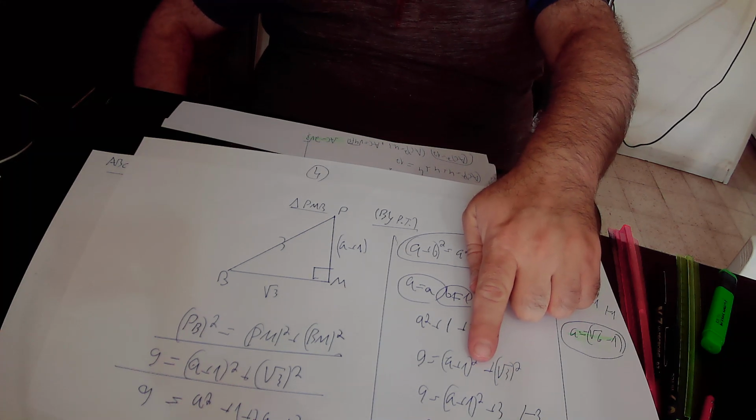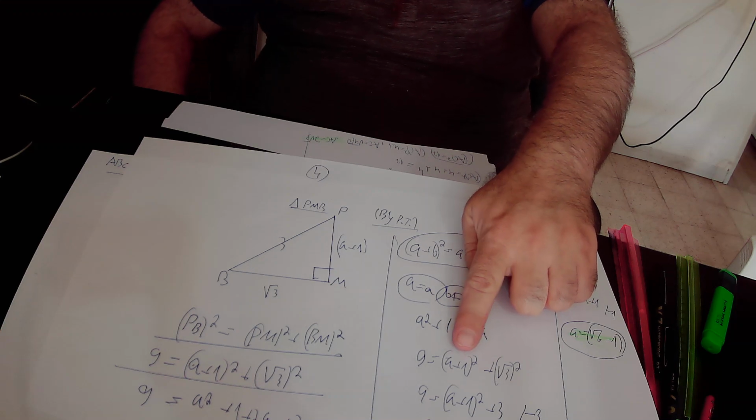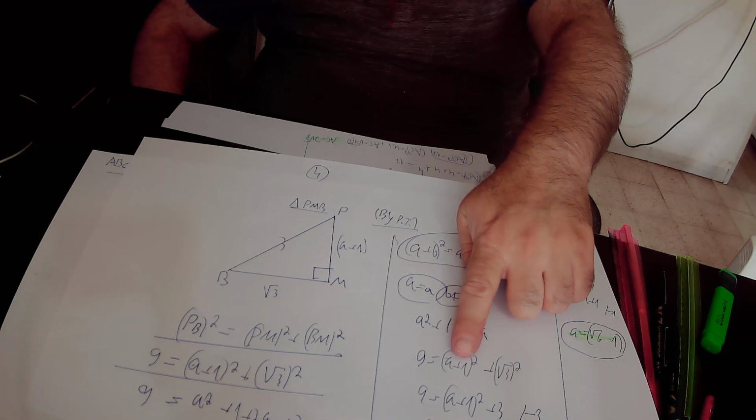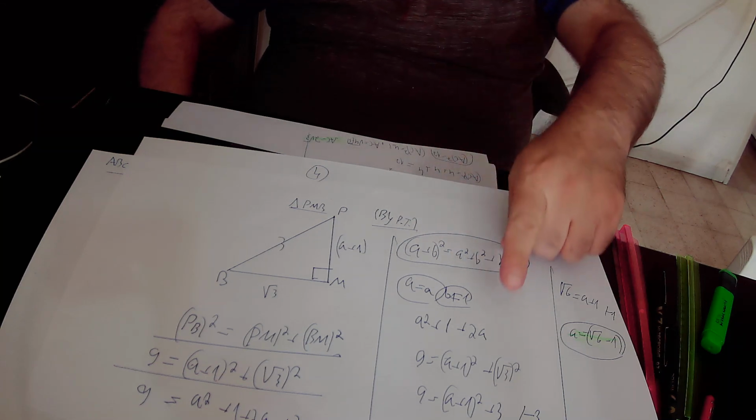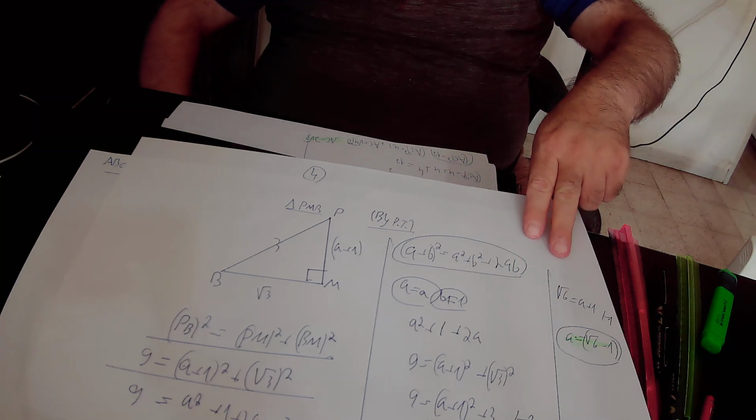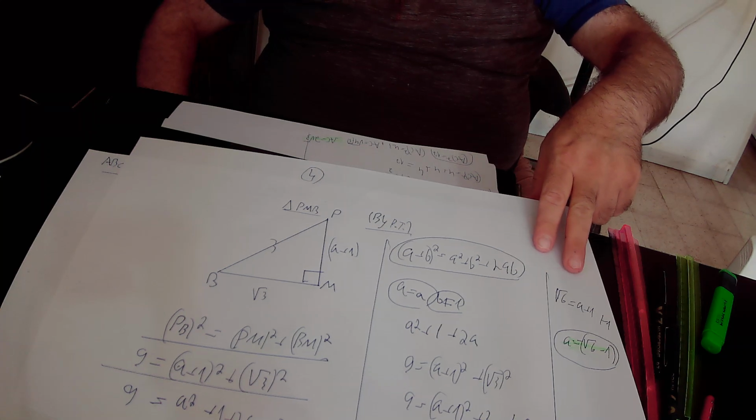Here we subtracted 3 from this equation. We found out that 9 minus 3 is 6, and 6 equals A plus 1 square. Here we took the square root of this equation and we found out that the square root of 6 equals A plus 1.